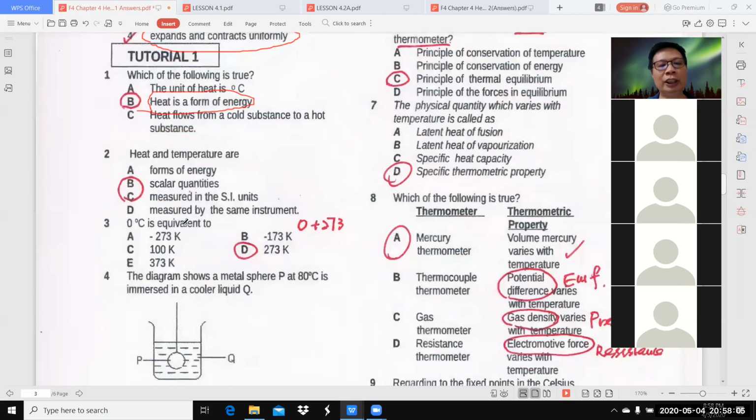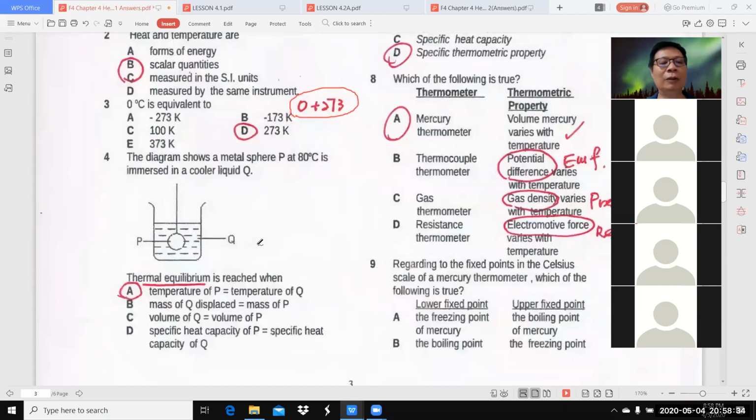Question 3. Zero degree Celsius changed to Kelvin, so you add 273. You add the number 273. Later on in lesson 4, only then you will know why it's 273. Now you just take the number first, okay? You want to change Celsius to Kelvin, so you add 273. So 273 Kelvin is the same as 0 degree Celsius.